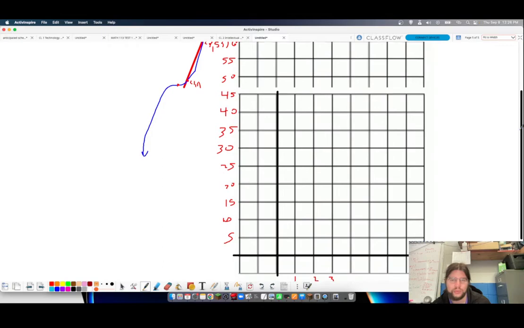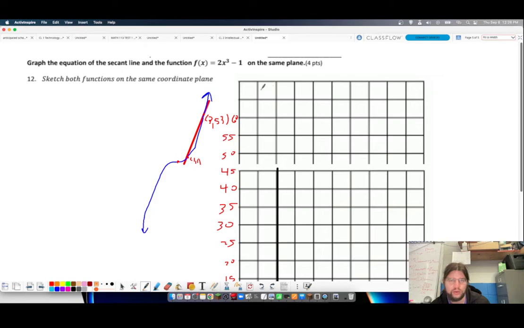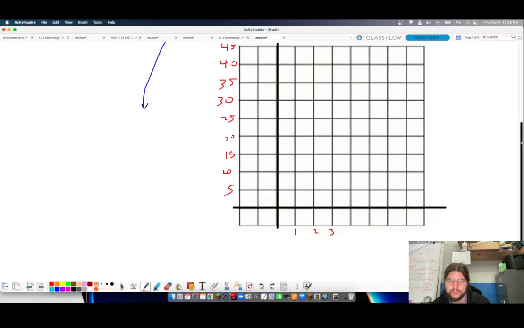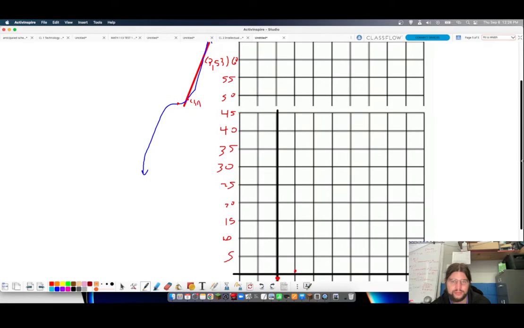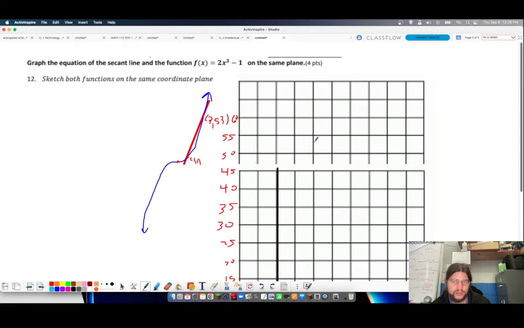All right, so we do want our key points. We know it's going to be 0, -1, that's our inflection point right here. So 0, -1 is going to be right here. And then 1, 1 is going to be right here. And then we also have 3, 53. So 0, 1, 2, 3, 53 is about right here.